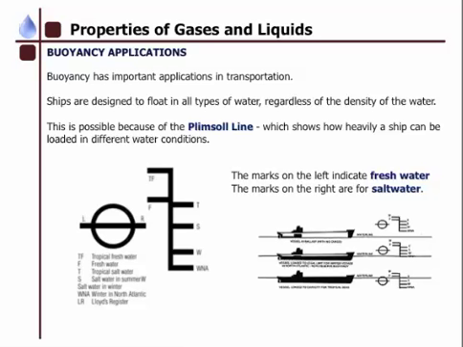So the marks on the left side indicate fresh water, and the marks on the right side are for salt water. As you can see here, there are different types of lines, and they all represent different things. They're indicated there by TF for tropical freshwater, F for freshwater, T for tropical saltwater, all of those sorts of things. And then the depiction on the lower right shows you what the implications of that are.